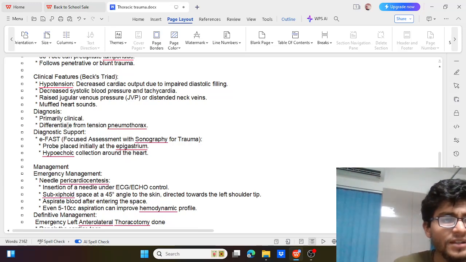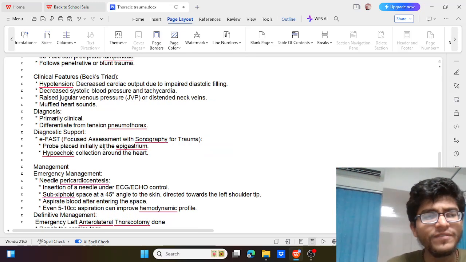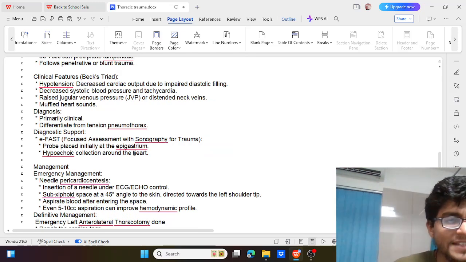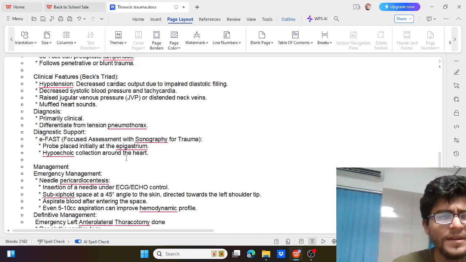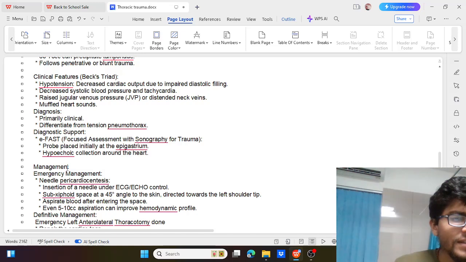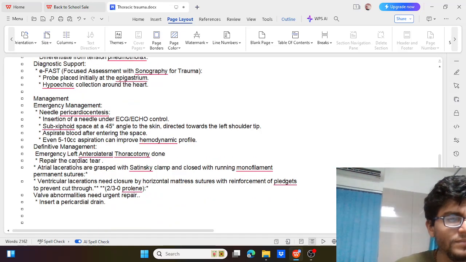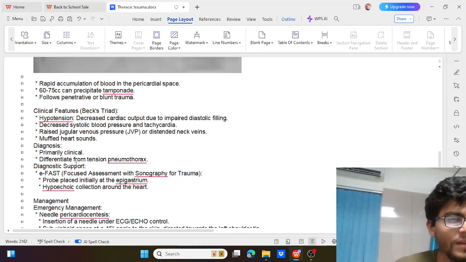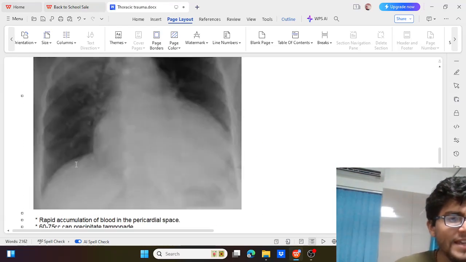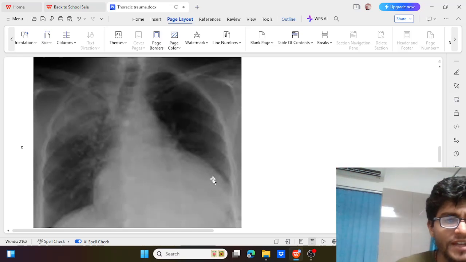Then coming to the next, E-FAST and X-ray will help us in quickly confirming the diagnosis. With the probe placed in the epigastrium, we get a hypoechoic collection, that is, less echogenicity on the ultrasound, so it will be blackish. Also in the X-ray we can see that the cardiac borders have increased.